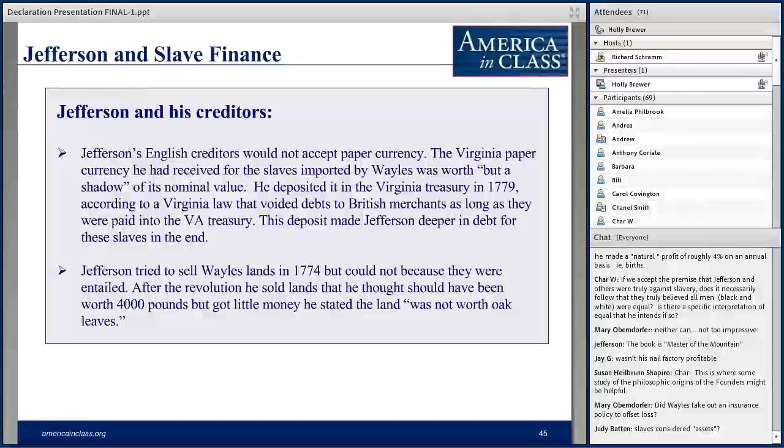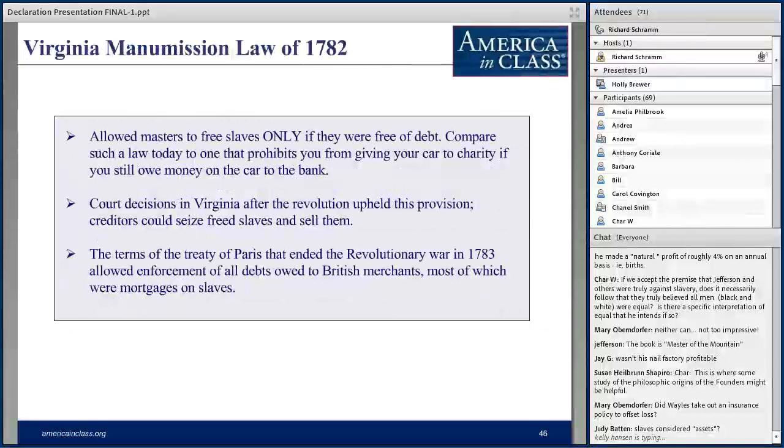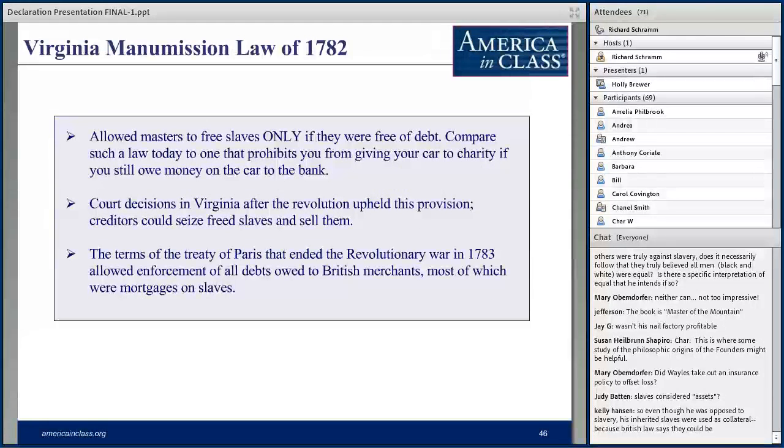And Jefferson tried to sell Wales lands in 1774 to meet the debts, but could not because they were entailed initially. And after the Revolution, he sold some that he thought would be worth 4,000 pounds, but got little money. He stated the land was not worth oak leaves. That was his quote. Okay, so why am I going into such detail about this?